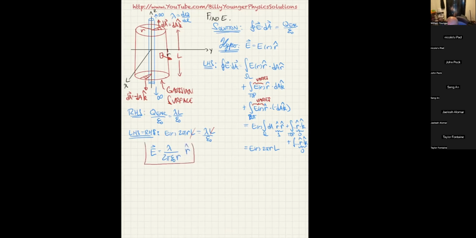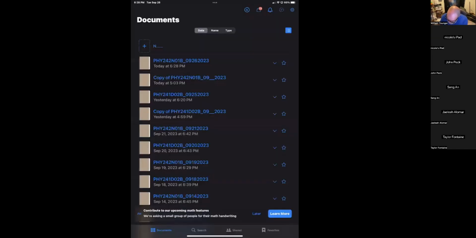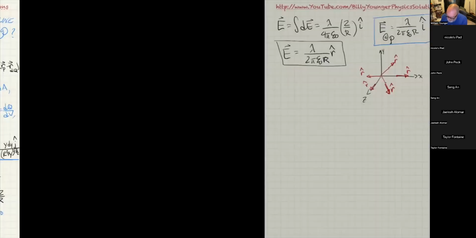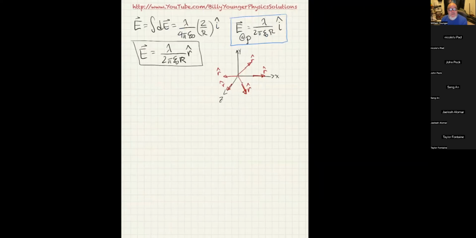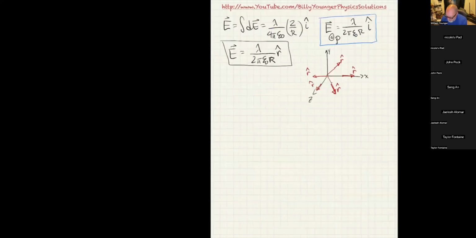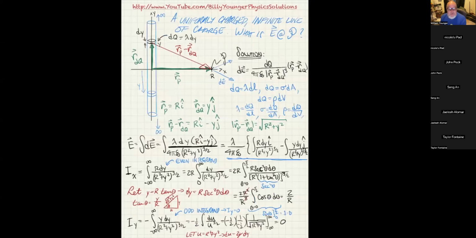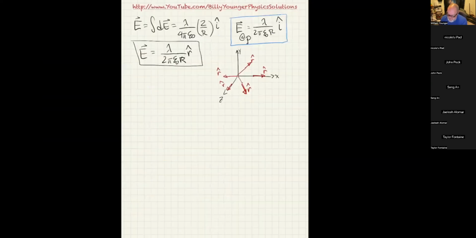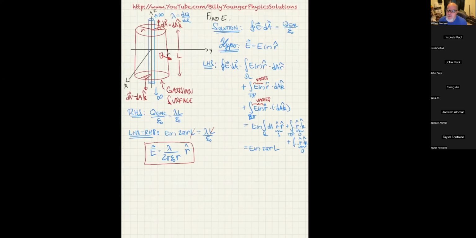And watch this for a second. I'm going to go back and look at the 242 on 921. And look at what we got. Lambda over 2 pi epsilon naught R times R hat. That was what we got when we did that nasty integral. See how much easier that was? So that's the beauty of Gauss's law, is you can use the symmetries and quickly come up with something like that. Anybody have any questions on that one?